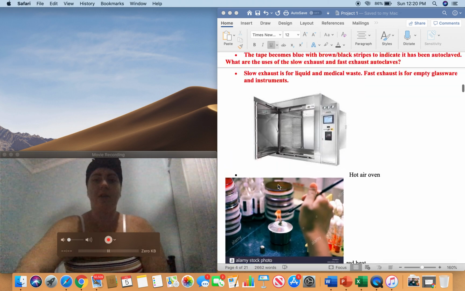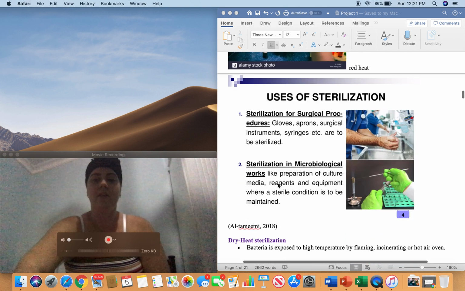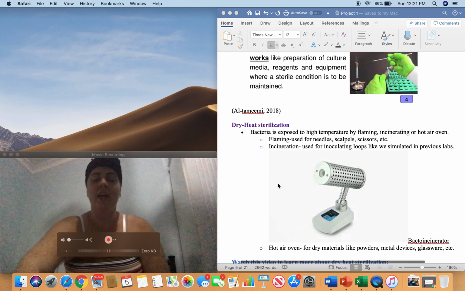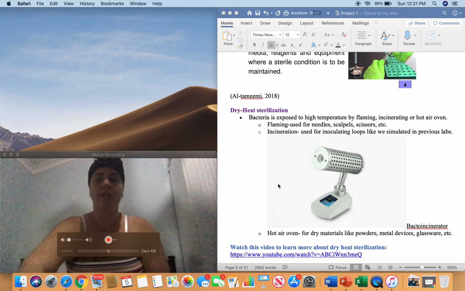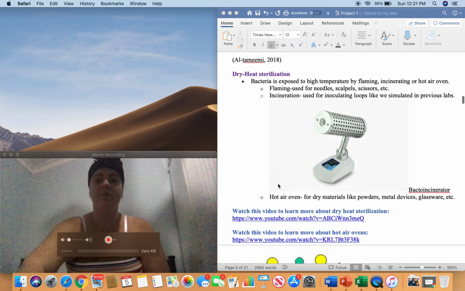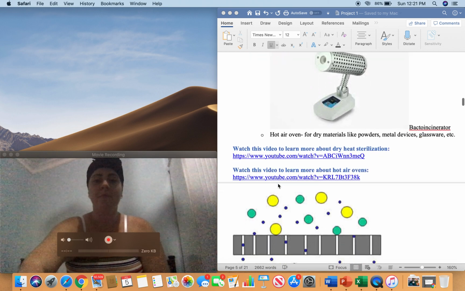These are just some examples, like hot air ovens and red heat, and they use dry heat. Like we use in our labs, we use the Bacti incinerator to sterilize our inoculating loops and everything.